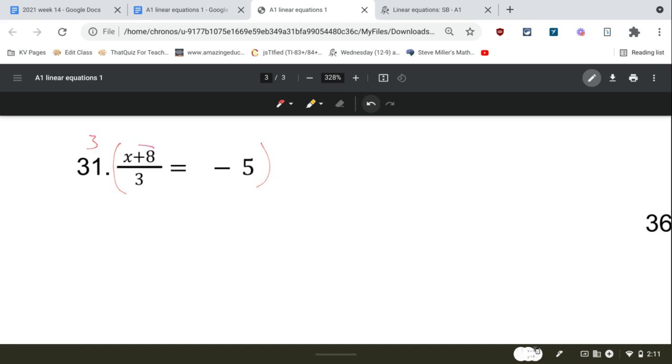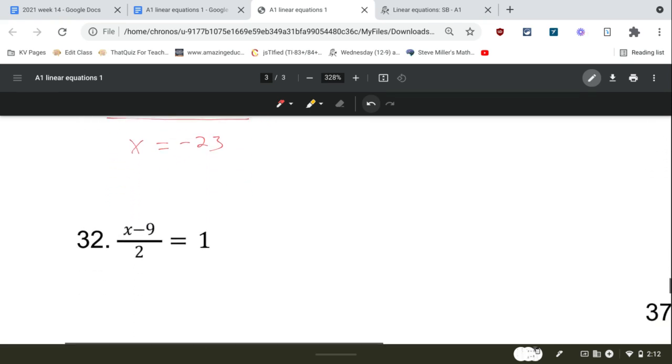So I've got all of this stuff that's being divided by 3, and I'm multiplying it by 3. On the left-hand side, the 3's just cancel. That one will just cancel with that one. And so that's going to leave me with x plus 8. And then on the right-hand side, I'm just left with negative 15. Of course, you just subtract 8 from both sides, and you're going to get x equals negative 15 minus 8. That is negative 23.